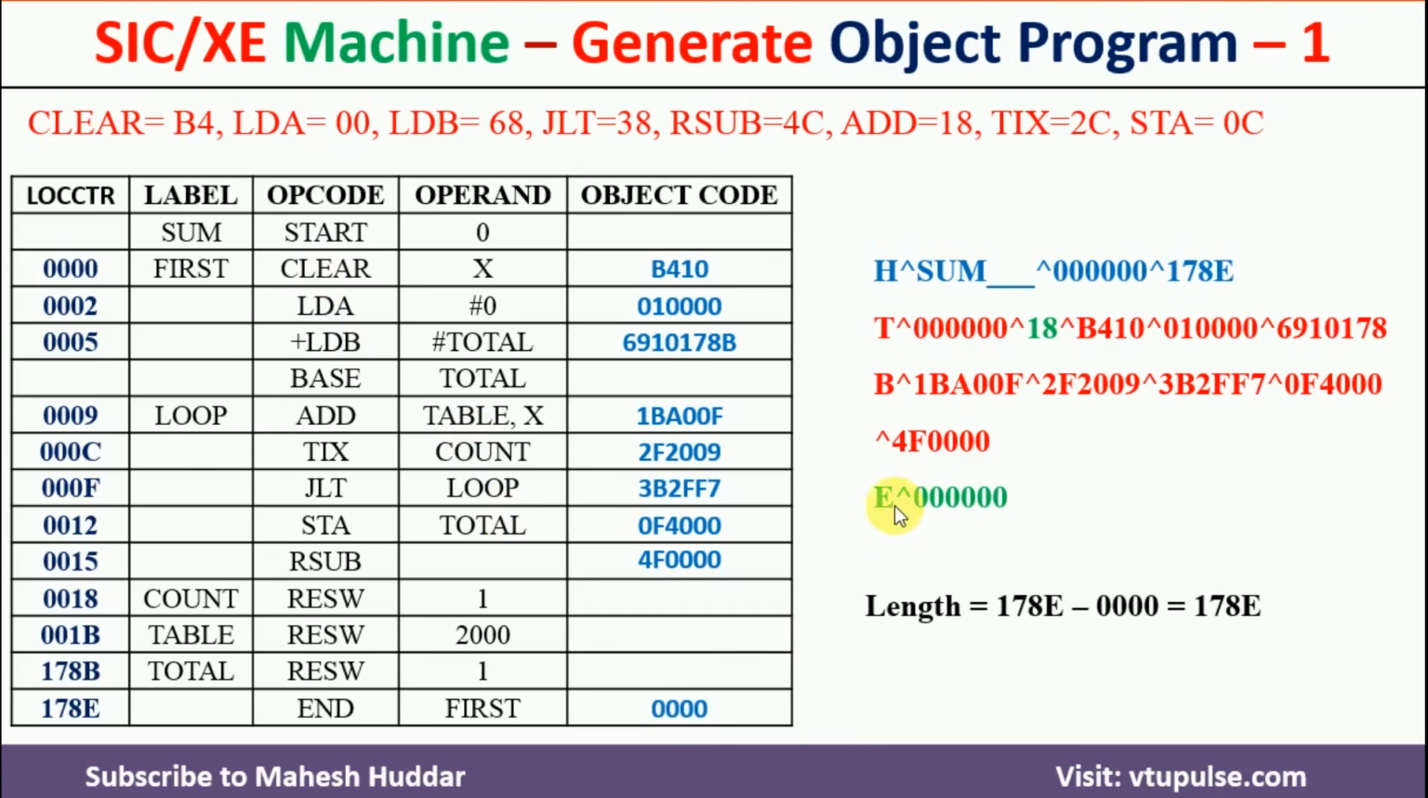Now coming back to the end record, it starts with E, and then we have to write the starting address of this program. The starting address of this program is 000000 in this case. So that is the last thing over here. This is how the final object program looks for this given SIC/XE program. So in this video I have discussed, given an SIC/XE program, how to calculate the location counter, how to calculate the object code, and how to convert this object code into an object program.